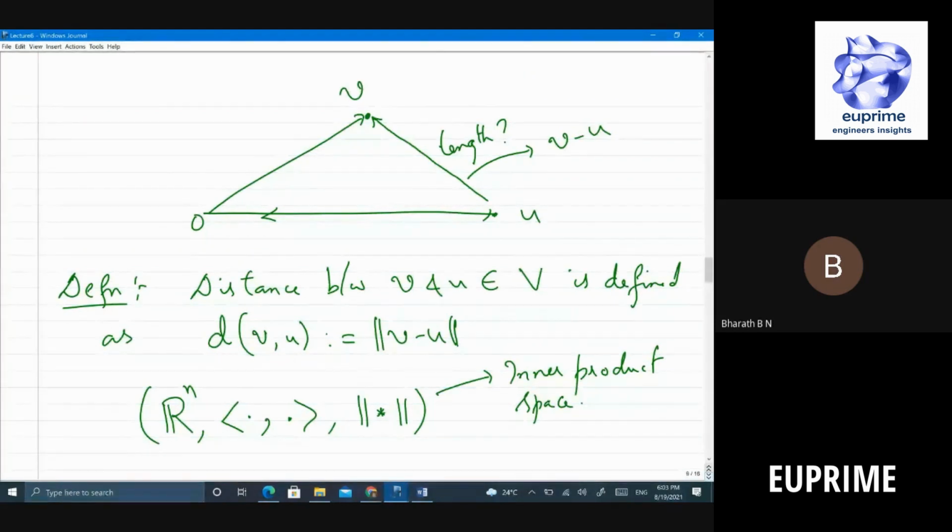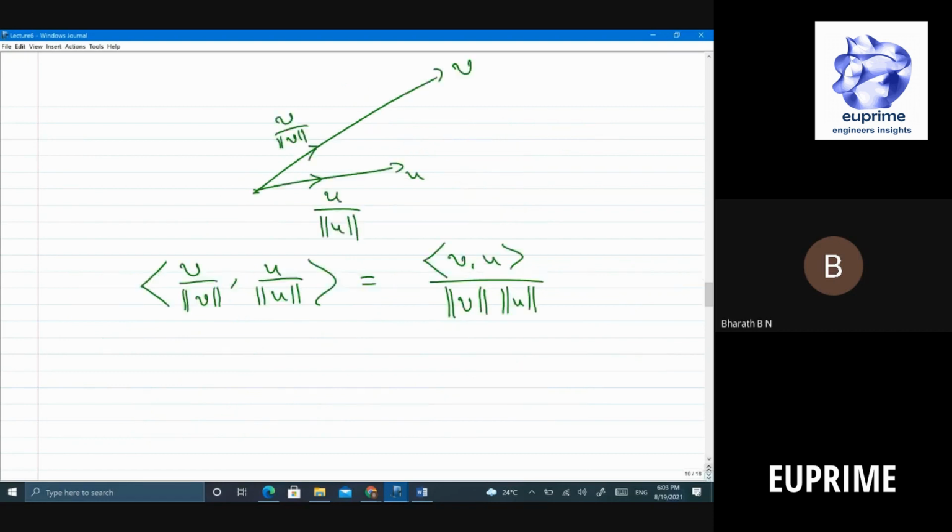And this length notion will induce distance, the distance based on length. Similarly, if there is a norm induced by an inner product, then the distance can be written as norm of U minus V, right? This is the distance. This is a distance notion induced by this norm. So when you look at a vector space with an inner product and an induced norm, that space is called an inner product space. Okay, for example, Rn is an inner product space, and there are so many others. We will look at a few more today.